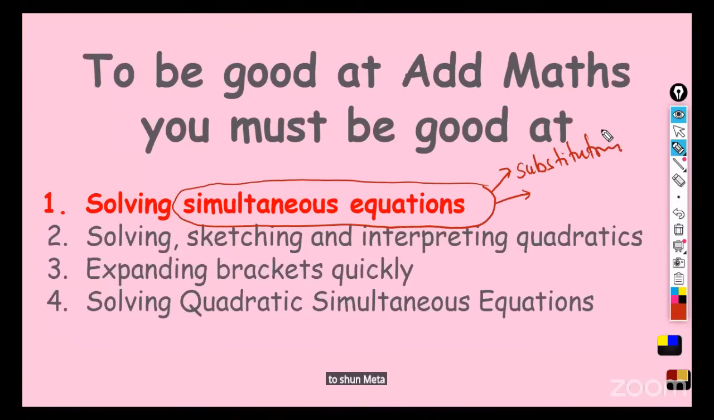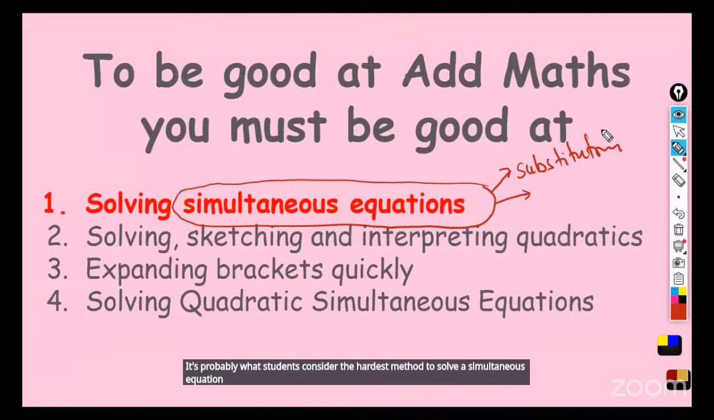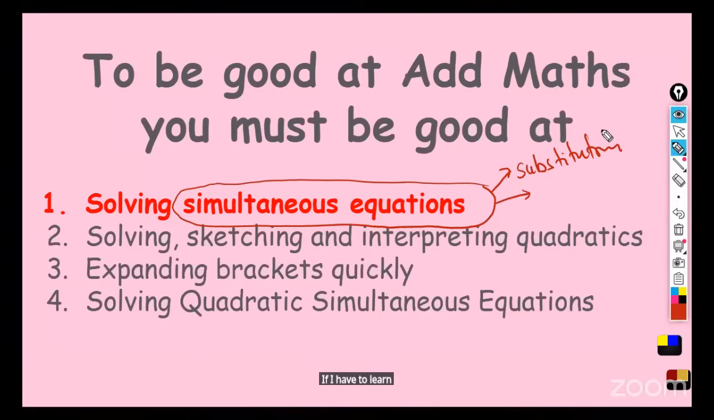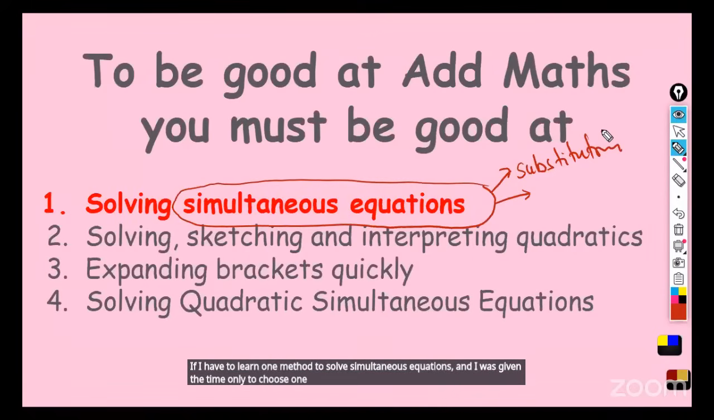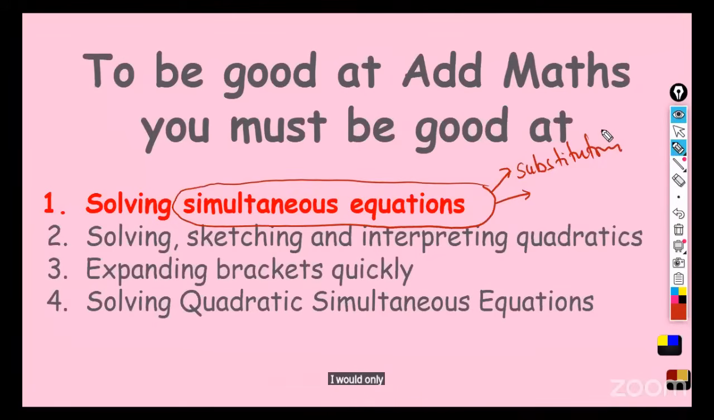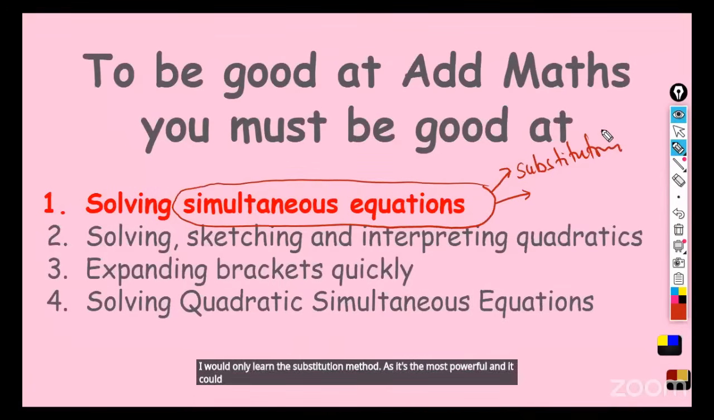Why? The substitution method is probably what students consider the hardest method to solve a simultaneous equation, but believe me, it's the most powerful method. If I had to learn only one method to solve simultaneous equations, I would only learn the substitution method, as it's the most powerful and it could work for any kind of simultaneous equation.